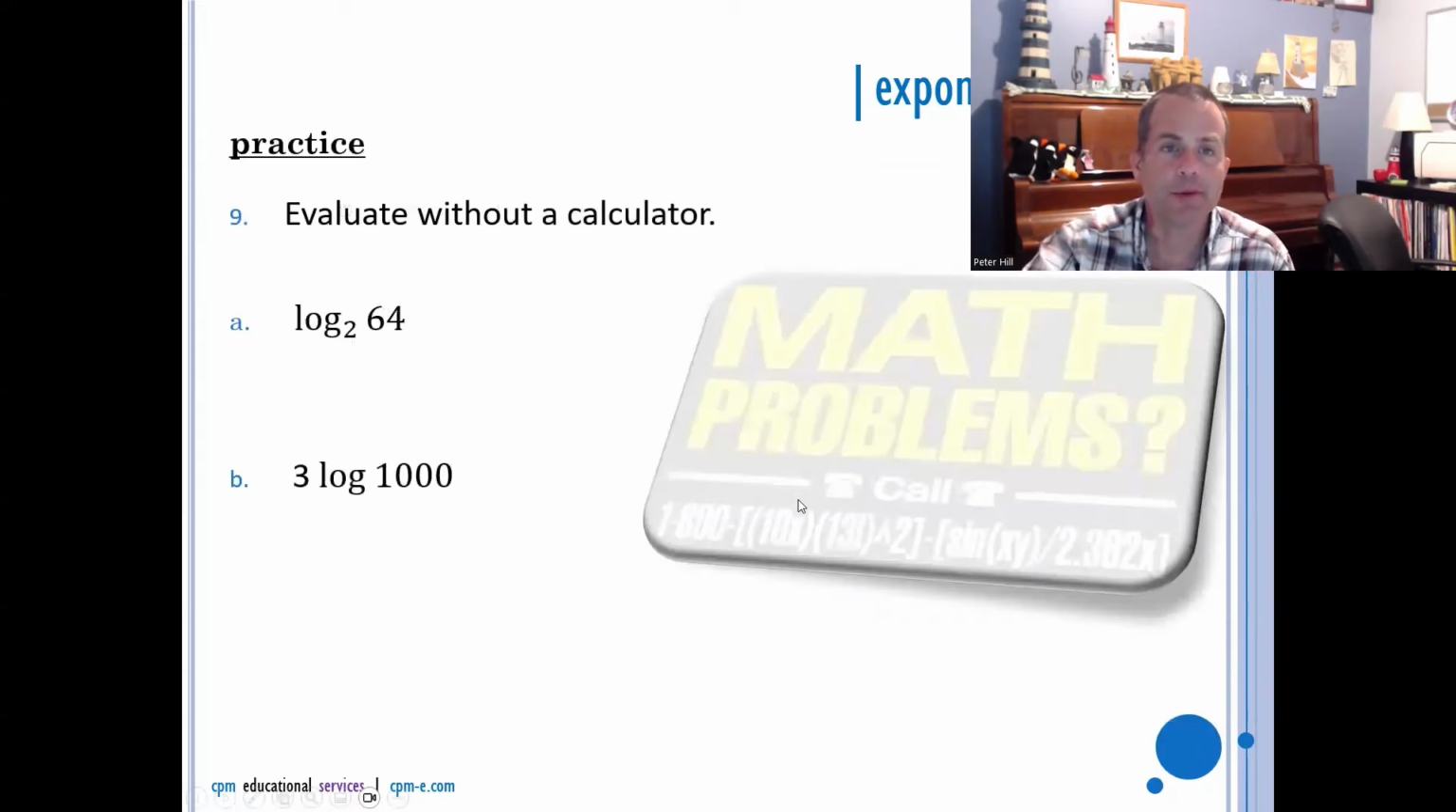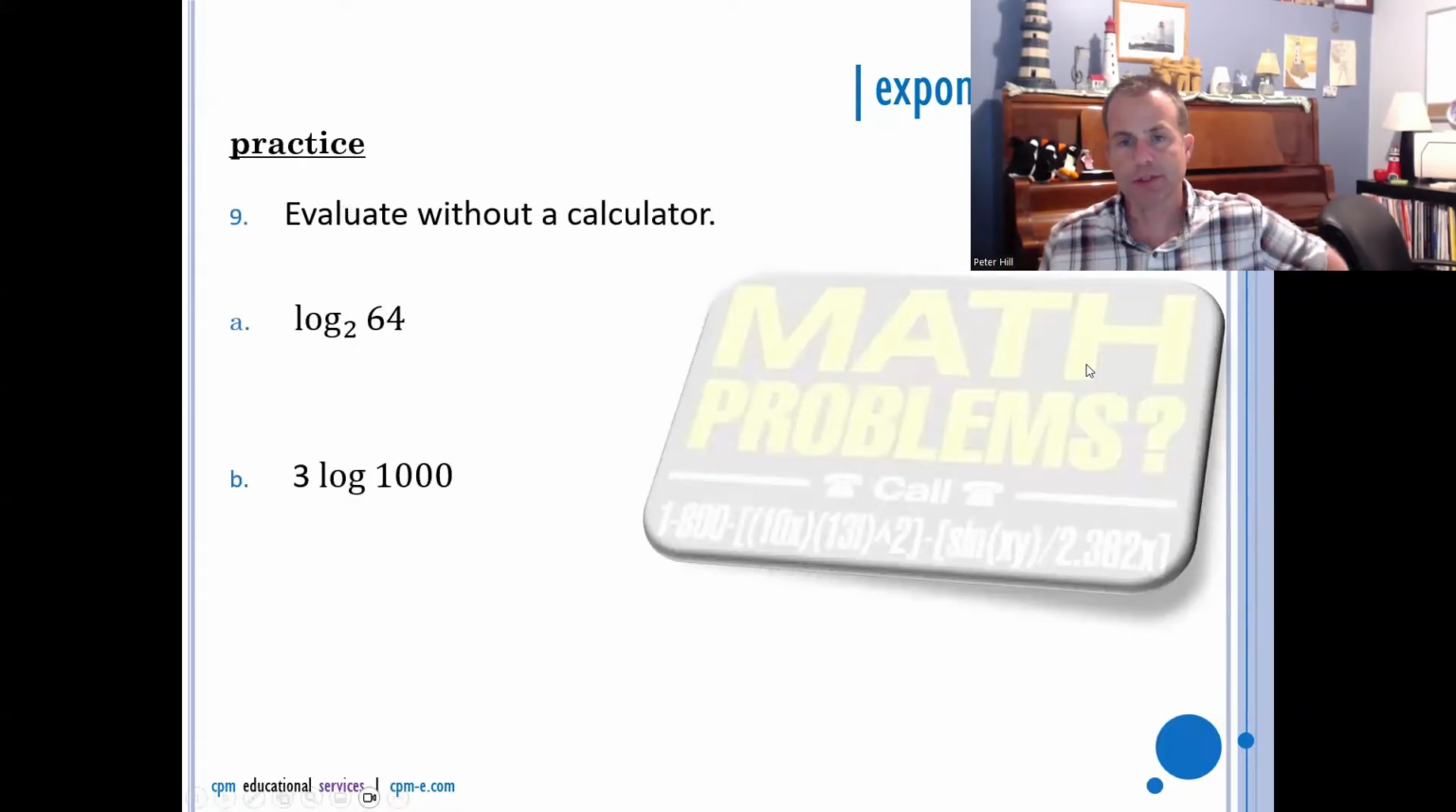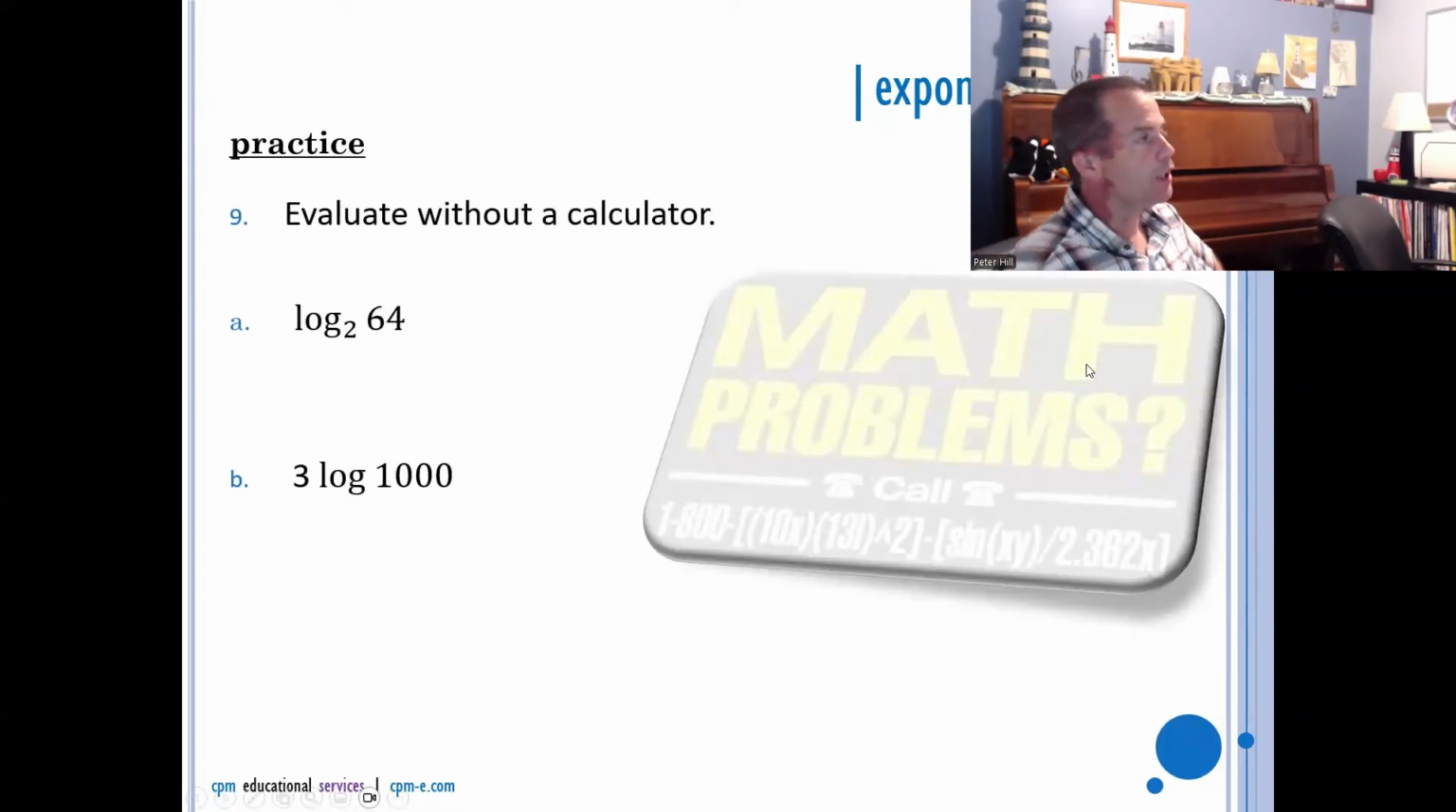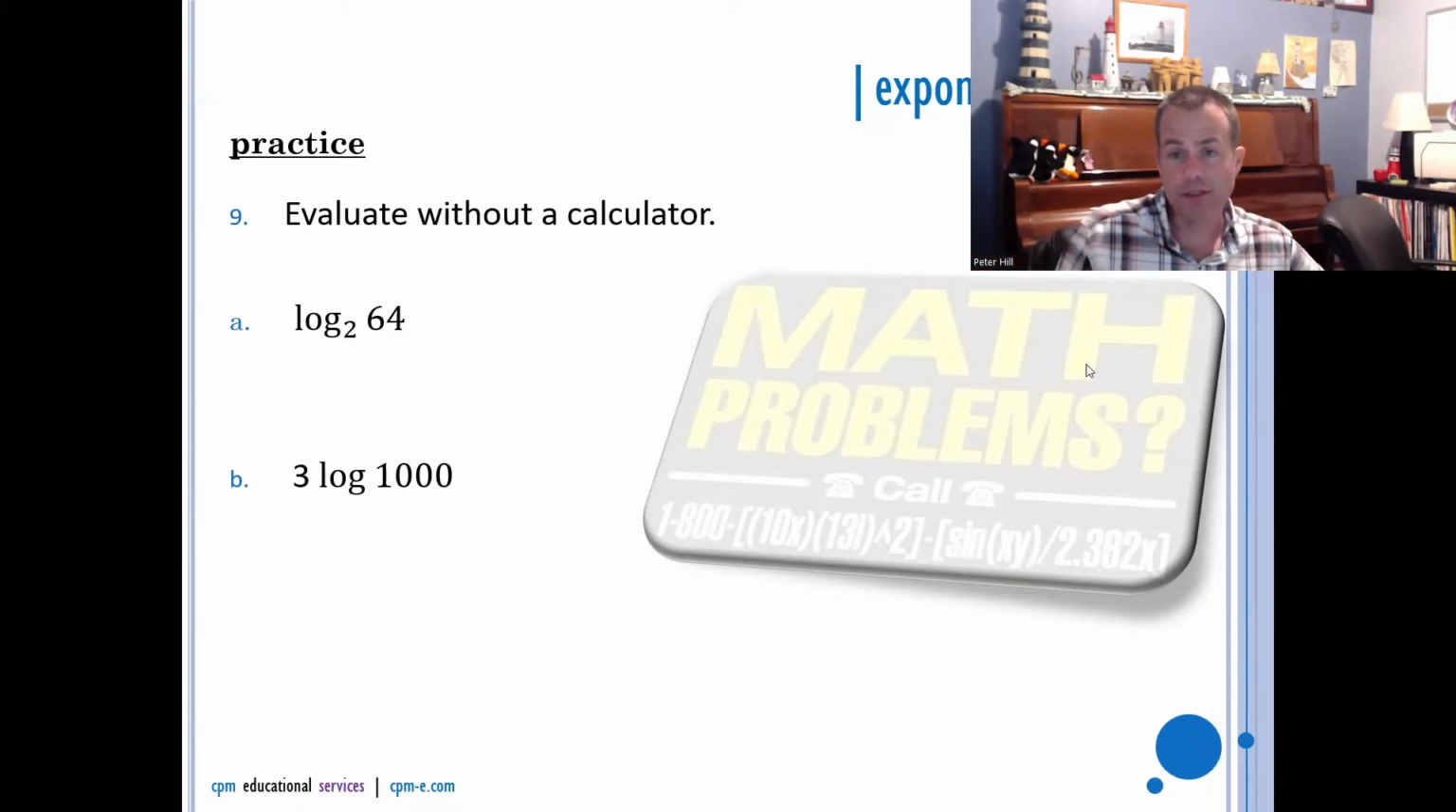All right, evaluate without a calculator. Now, don't let that stress you out. I'm not here to stress you out. Nobody's ever taking your calculator away from you, okay? The point is, let's just deal with our knowledge of logs and get comfortable with how we can manipulate the logs.